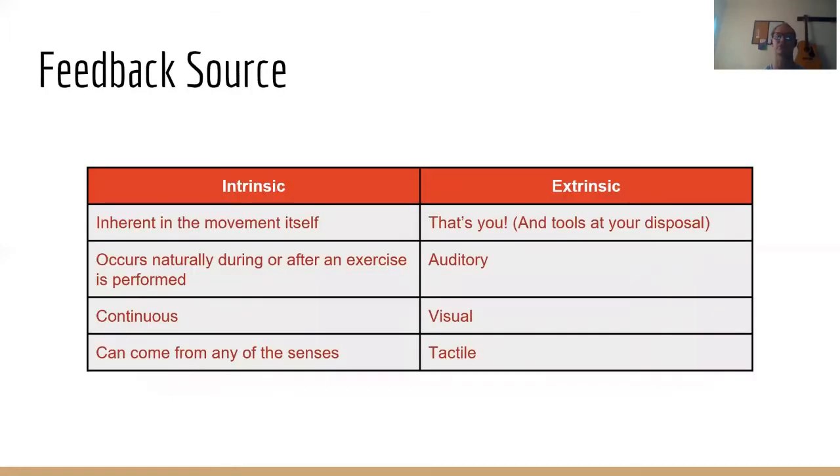So the feedback source can be intrinsic or extrinsic. Intrinsic is inherent in the movement itself. It occurs naturally during or after an exercise is performed. It's continuous, and it can come from any of the senses. Extrinsic feedback, well, that's you as the personal trainer and the tools at your disposal, like music, a metronome, a mirror. It can be auditory, visual, or tactile.